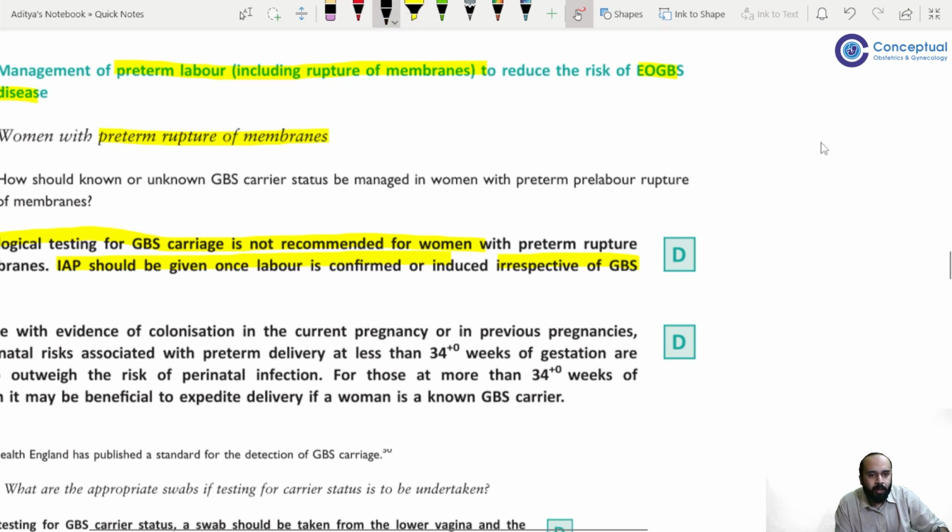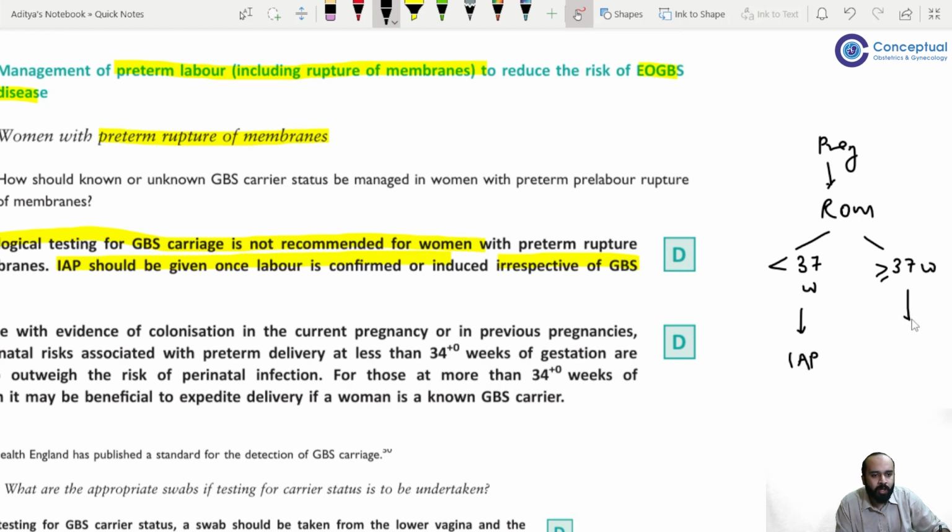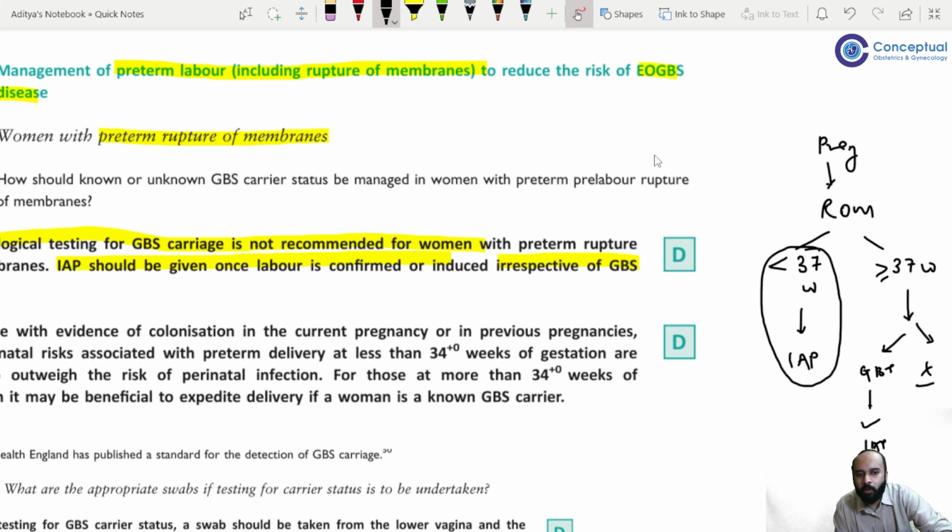If a pregnant female has rupture of membranes at less than 37 weeks, or at more than or equal to 37 weeks, if she has come in, immediately give antibiotics. If she has come at more than 37 weeks, and she is a known case of GBS, then give; if the GBS status is not known, then there is no need to give. The point here is that if preterm labor comes, intrapartum antibiotics have to be given. Do not think over it.